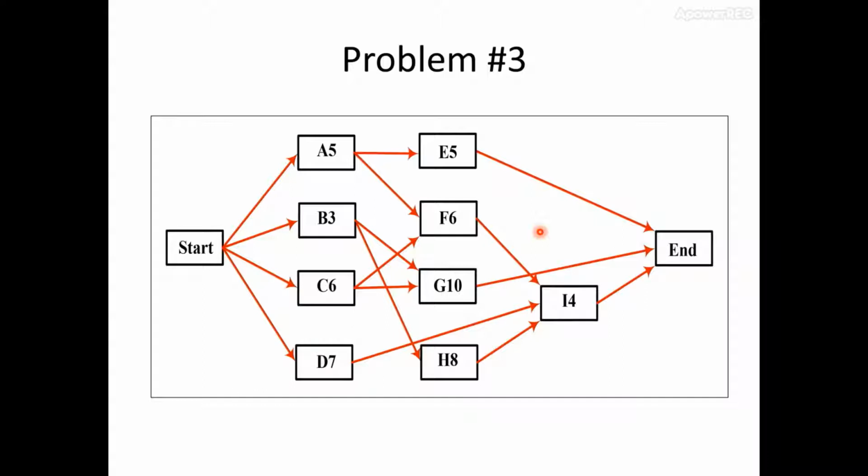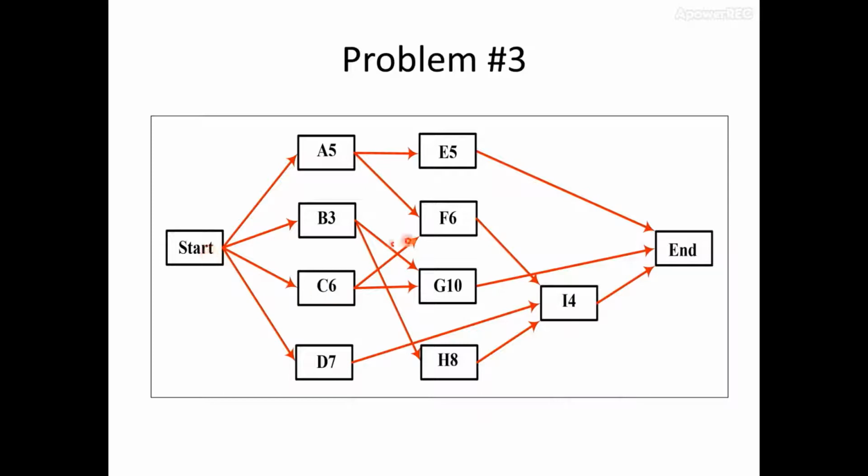You need to calculate all the paths just by following the arrows in this diagram. For activities start-A-E-N, it will take 5 plus 5 equal 10 weeks to complete. For activity start-A-F-I-N, it will take 5 plus 6 plus 4 equal 15 weeks to finish. For activity start-B-G-N, it will take 3 plus 10 equal 13 weeks to finish. For activity start-B-H-I-N, it will take 3 plus 8 plus 4 equal 15 weeks to complete.